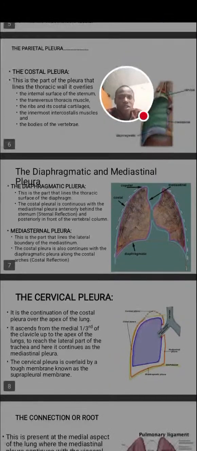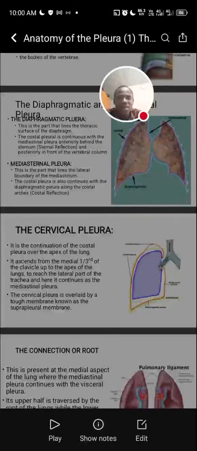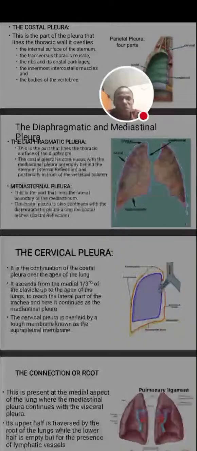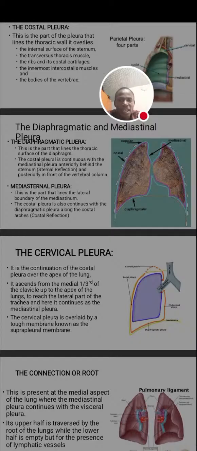Let's talk about the diaphragmatic and mediastinal pleura. The diaphragmatic pleura is the part that lines the thoracic surface of the diaphragm. The costal pleura is continuous with the mediastinal pleura anteriorly behind the sternum, the sternal reflection, and posteriorly in front of the vertebral column. Do you follow? The mediastinal pleura is the part that lines the lateral boundary of the mediastinum. You can see it in the structure.